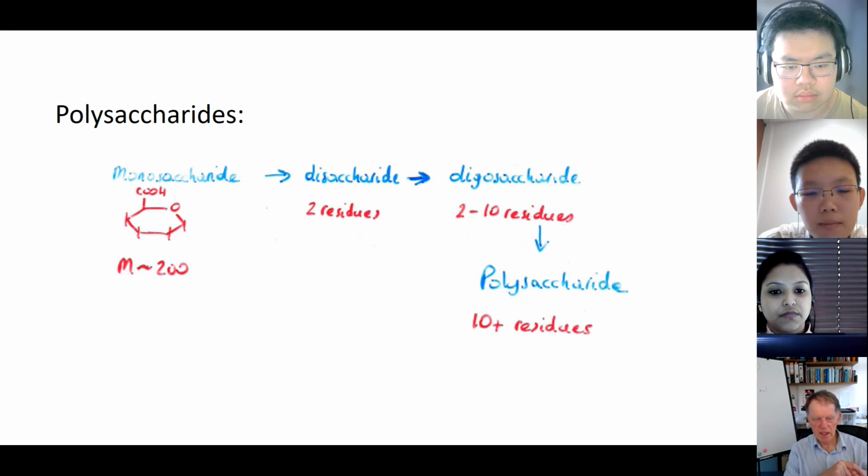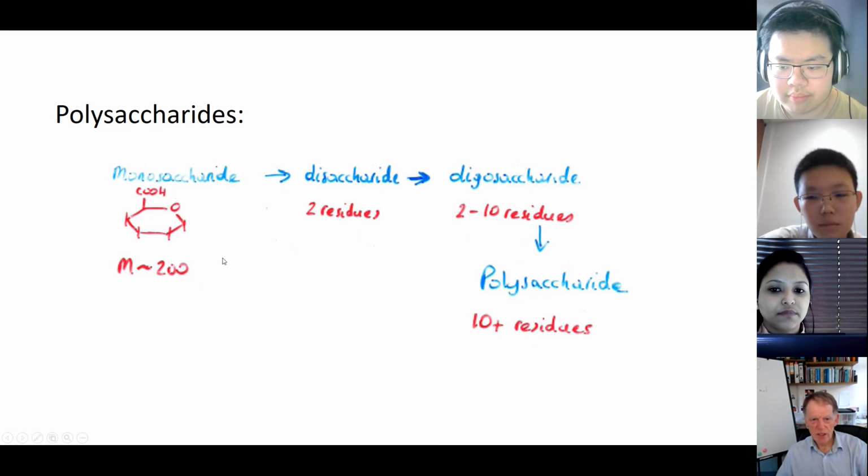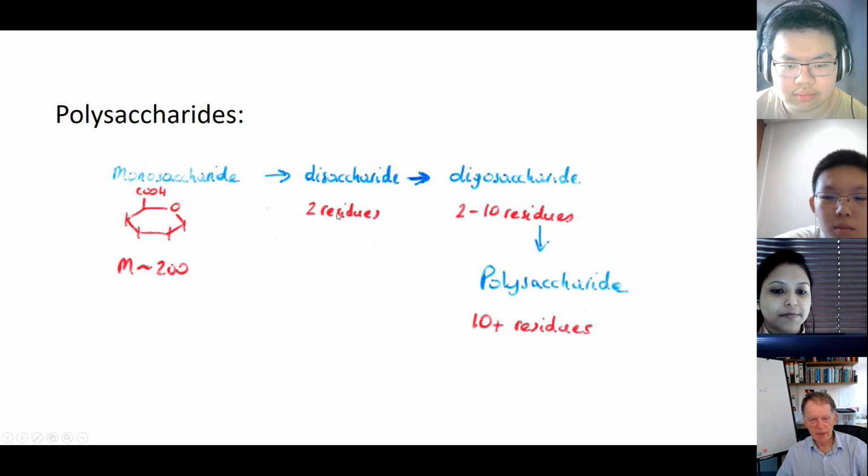For example, glucose has a molecular weight of 180 Daltons. These can link together, again with the elimination of water in a condensation reaction, to give a disaccharide. The bond this time is not a peptide bond, but a glycosidic bond, and the two molecules come together. So disaccharide, two residues. This can build up further to an oligosaccharide structure, between 2 and 10 residues. Then when you get above 10 residues, you have a polysaccharide.